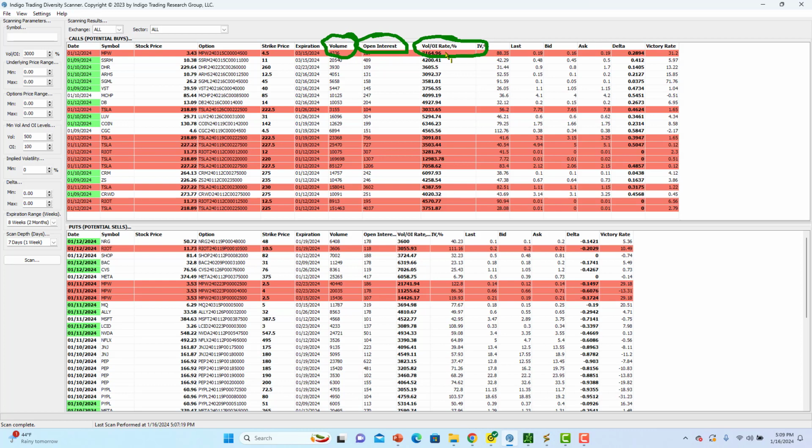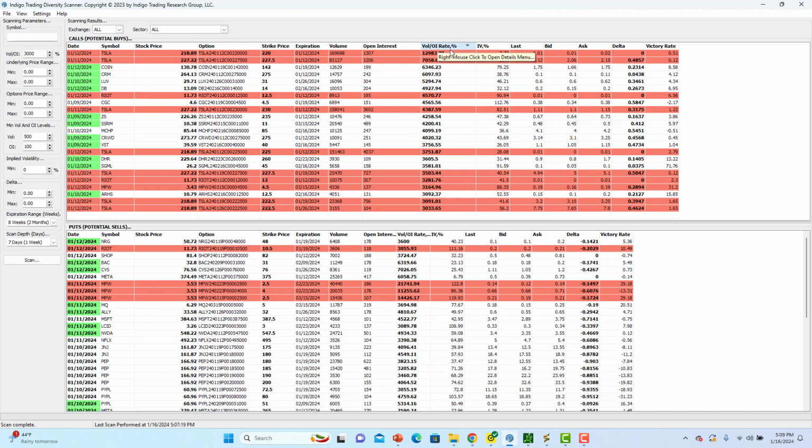I could sort by the ones with the highest volume compared to the open interest. So for example, this was only going to show me above 3,000. So if I want to reduce the list, I can say show me the ones above 4,000. Because the higher the difference between the volume and open interest, the more unusual that call is.